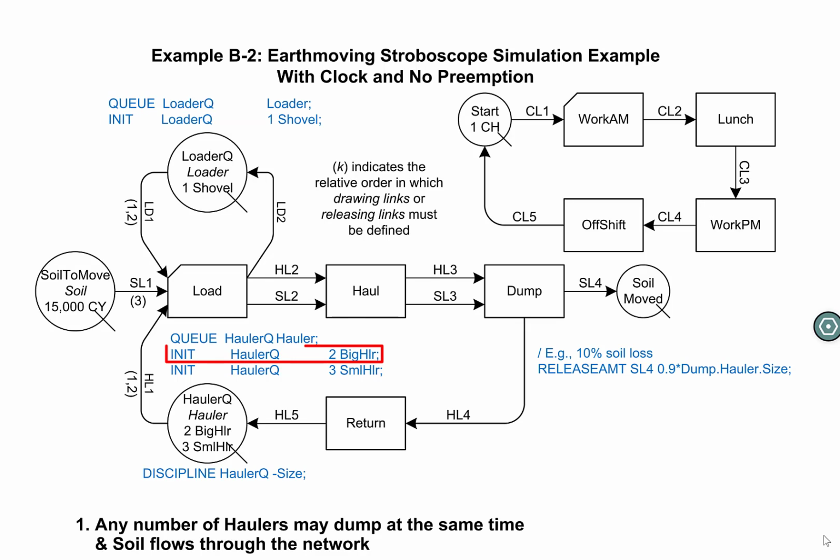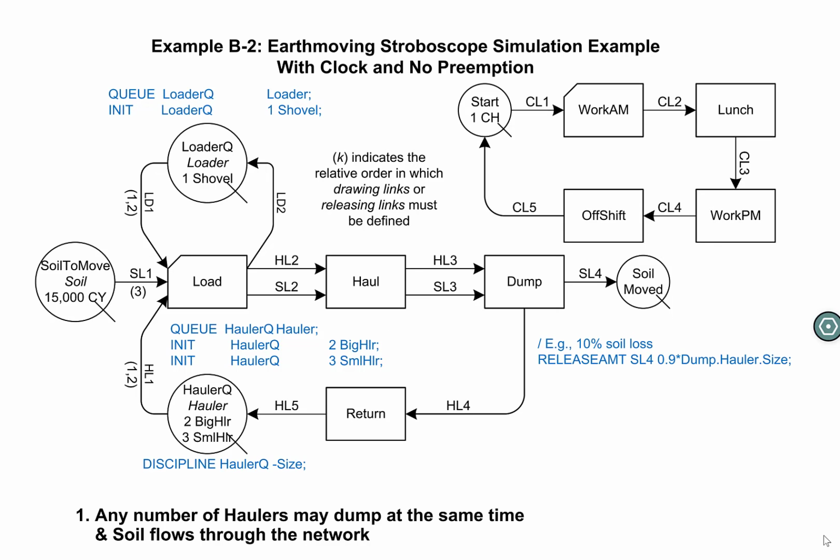Notice that in all init statements, we have to specify the name of the queue followed by a number followed by the subtype that we want to create and insert into the queue. The only other resource involved in this network is the generic type soil, which is used to initialize the soil to move queue with 15,000 cubic yards of soil. There is only one combi in this particular model.